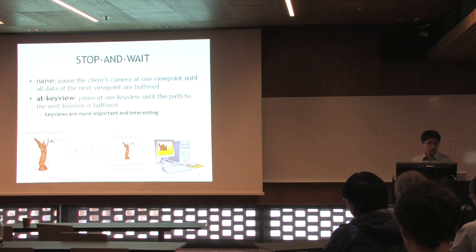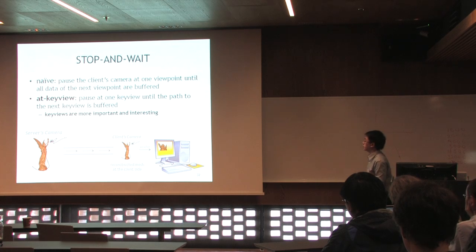We instead consider a unique property of 3D preview streaming. Because we have key views, and key views are more interesting and more important than other viewpoints. So we suggest we can pause the cameras at one key view until the path to the next key view is buffered.